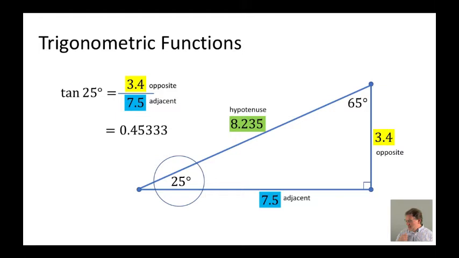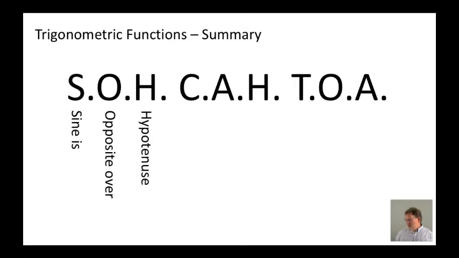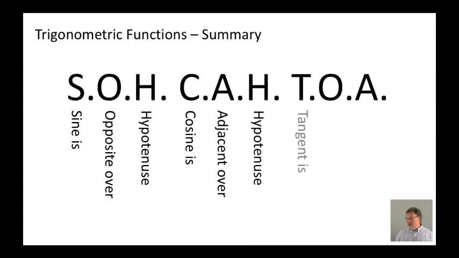And when we do that here, we get a number like 0.45333. That's what we get when we divide those two numbers out. It's also the number that you'd get if you were to take 45 and hit the tangent key on your calculator. So you can summarize all of these things together with a single acronym here, SOHCAHTOA. What this means here is sine is opposite over hypotenuse, cosine is adjacent over hypotenuse, and tangent is opposite over adjacent. If you get that, you've got today's lesson.